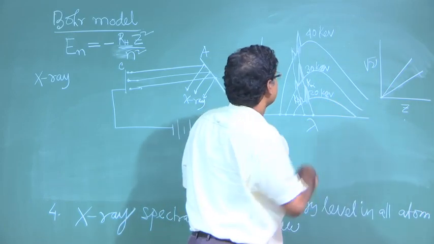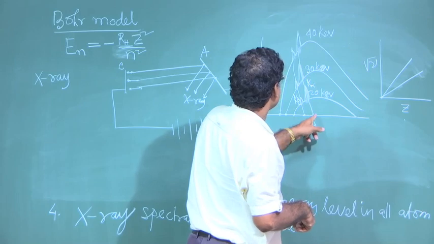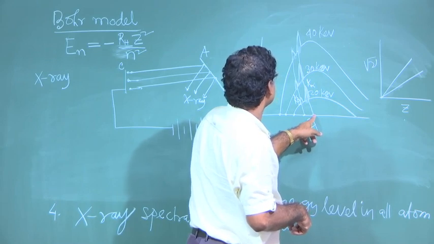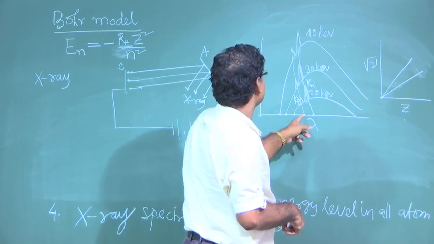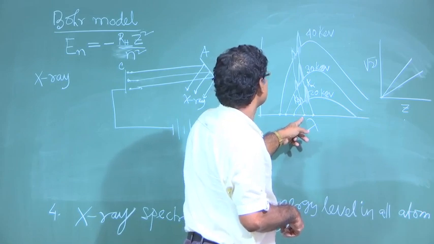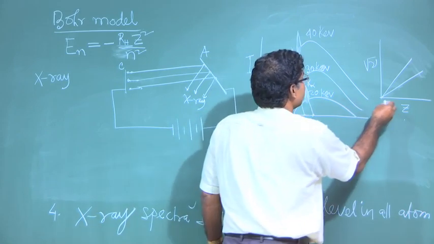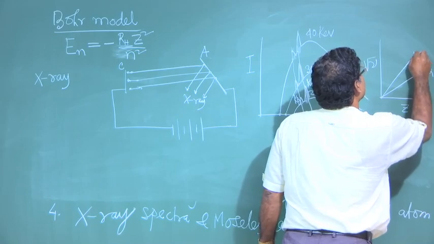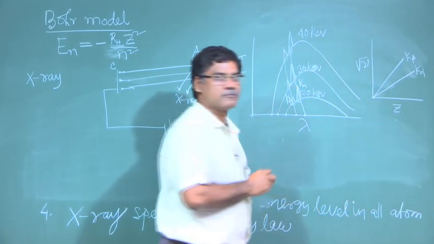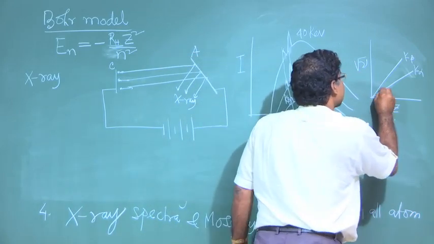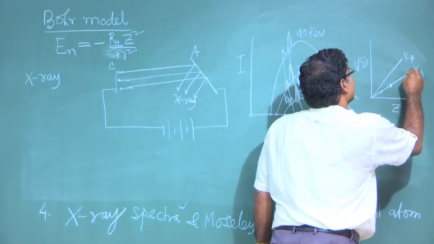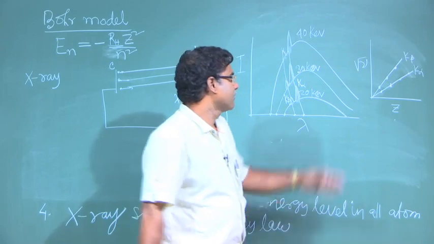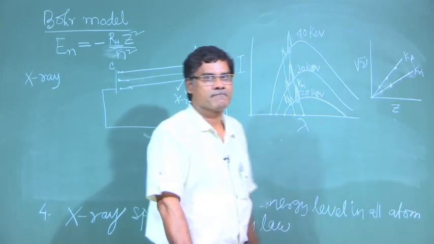So one has to see that K alpha has the higher wavelength, so it will have the lower frequency, for the same target. So it will be for K alpha, and this one for K beta. And it is a straight line. For different materials, when he calculated and plotted the data, he found that they follow a straight line.